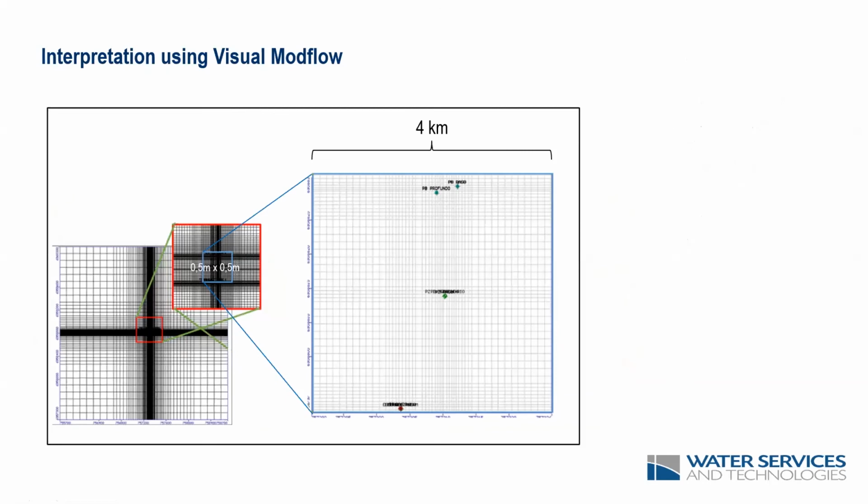So in this example, what we did, we created a simple Visual MODFLOW model using a domain of 4 by 4 kilometers. And this was just to ensure that the drawdown from the pumping well would not reach the model limit. And then in this case, the numerical grid was refined down to half by half meter cells here around the pumping well, where the pumping test was actually conducted.